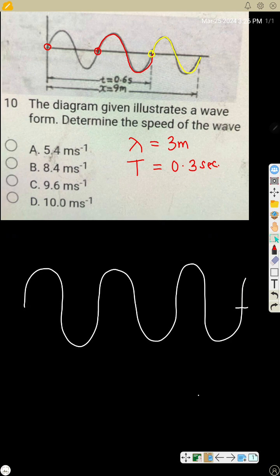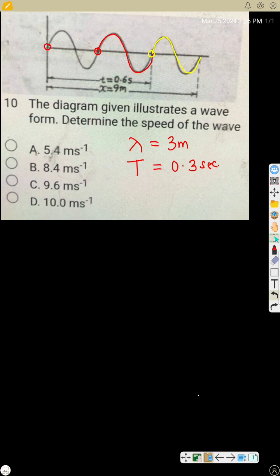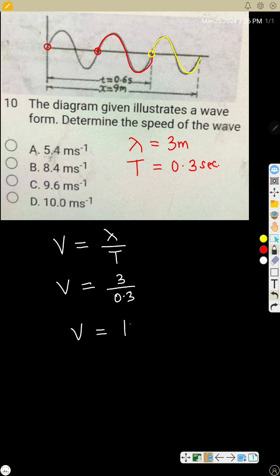Now the formula to find the speed of the wave: V equals lambda over T. That is like displacement over time, but for one cycle, so that is lambda over T. So the speed of the wave is lambda over T. That is 3 divided by 0.3. So the speed is 10 meter per second. So that is the answer. The correct option is D.